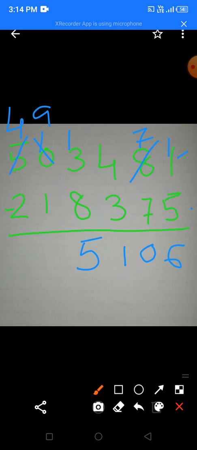So I have written here 5. Then 9 minus 1 will give you 8. And 4 minus 2 will give you 2. So this is your answer. Your answer is 2,85,106.